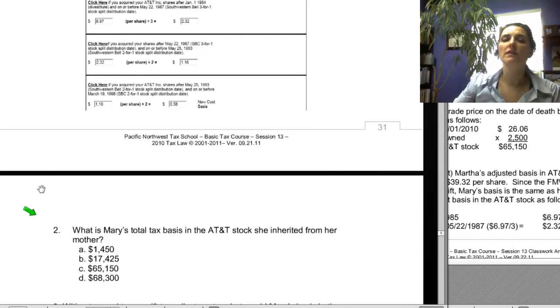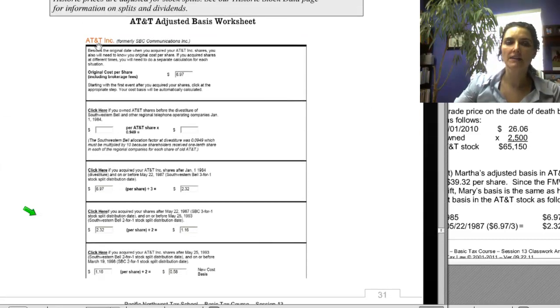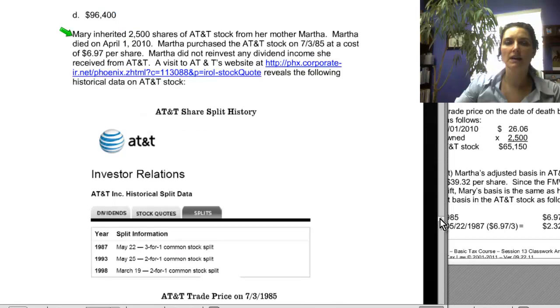Well, we gave you some more information from the AT&T website to help you with that. And that's this graph right here, the AT&T adjusted basis worksheet. And I'm going to show you how you can find that and make it work for yourself. But let's go back up to the wording of the problem. Martha purchased the AT&T stock on 7/3 of 85 at a cost of $6.97 per share. She did not reinvest any dividend income.